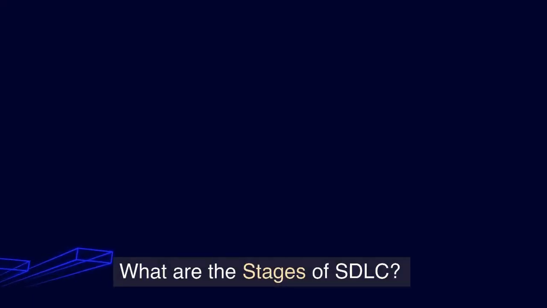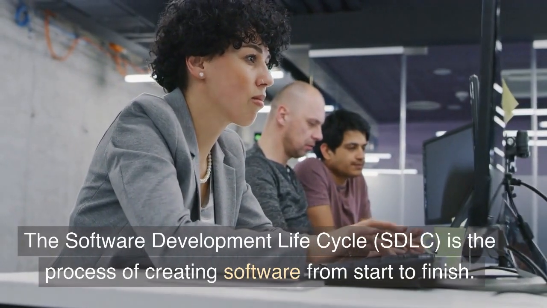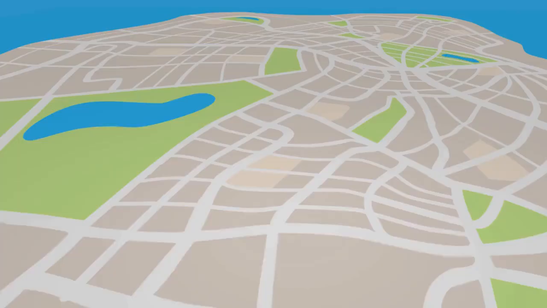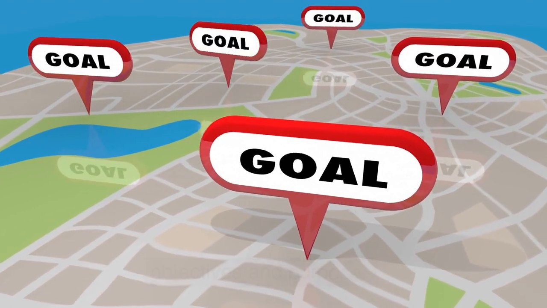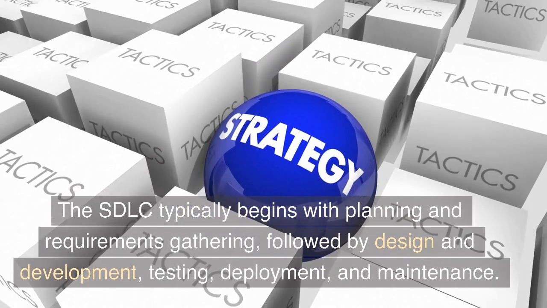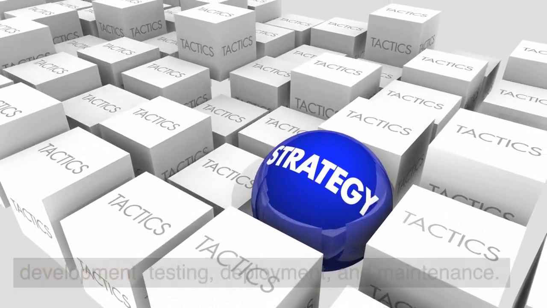What are the stages of SDLC? The Software Development Life Cycle, SDLC, is the process of creating software from start to finish. It involves multiple stages, each with its own objectives and purpose. The SDLC typically begins with planning and requirements gathering, followed by design and development, testing, deployment, and maintenance.